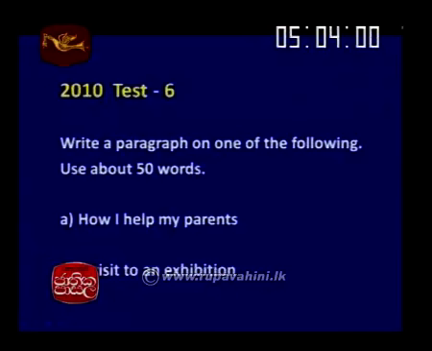So let's move on to the next slide. I think it's better if we just take a question from a past paper and discuss it. Yes. So let us move on to the next slide. The question is there, children. This is from the 2010 paper. Write a paragraph on one of the following.